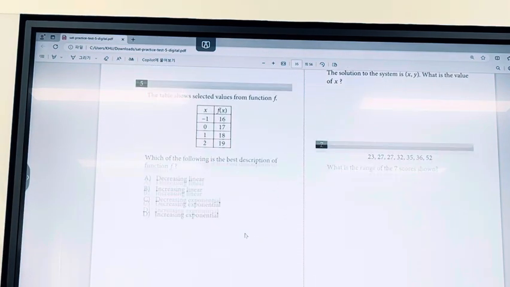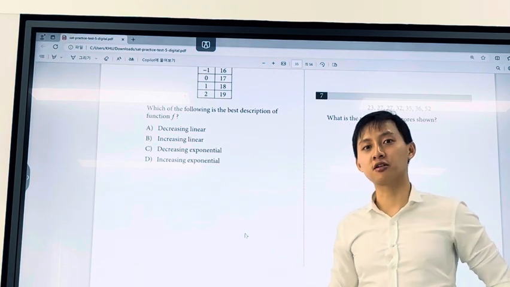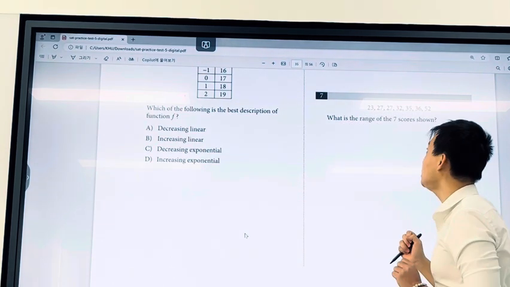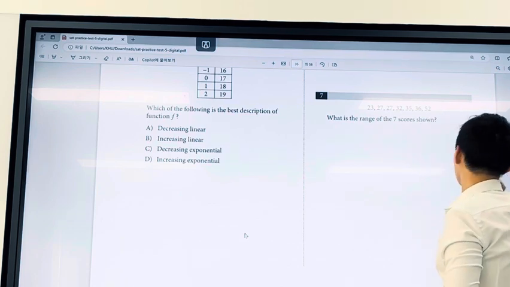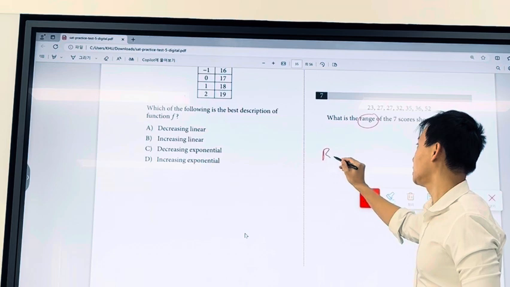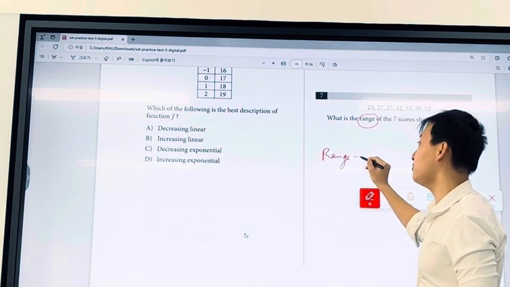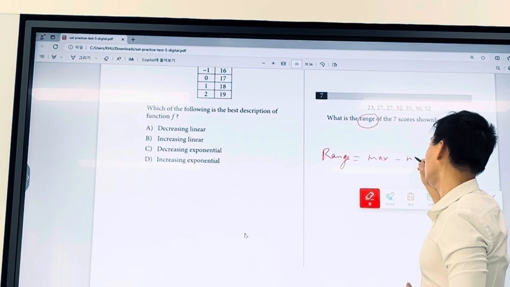Question 7 is about the range. How can we do it? To find the range of any list, for this question, the range is the difference between the maximum value and the minimum value.